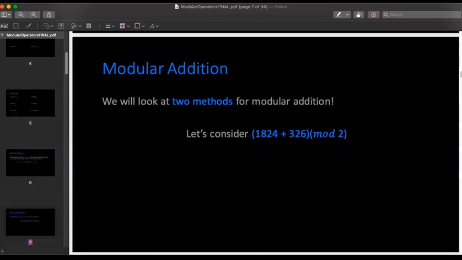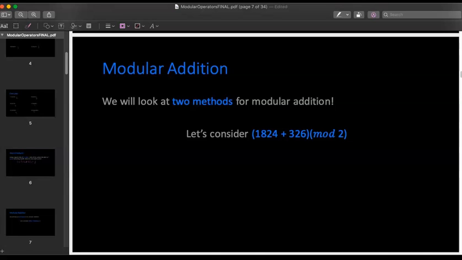So now we're gonna be working with some bigger numbers, and not only bigger numbers, but numbers that are so big that we're gonna add them together, make them even bigger. All right. So this is modular addition. So we're gonna look at 2 methods. All right. So we see this problem. We're gonna consider 1,824 plus 326 mod 2.